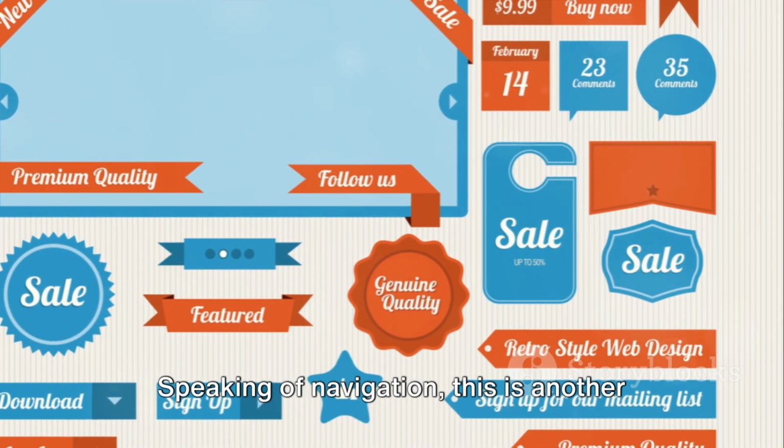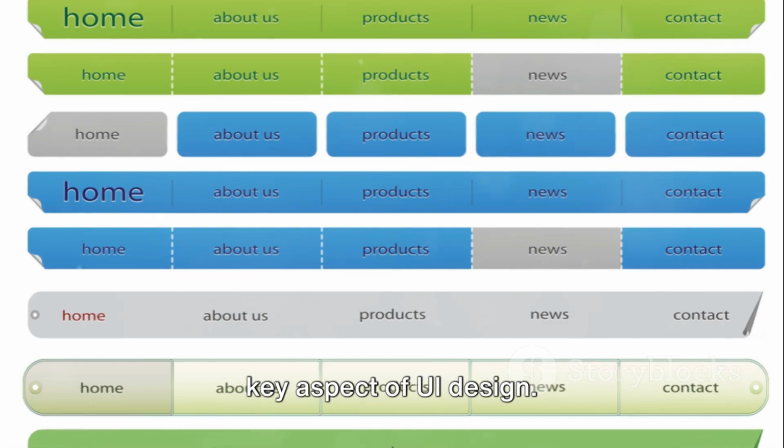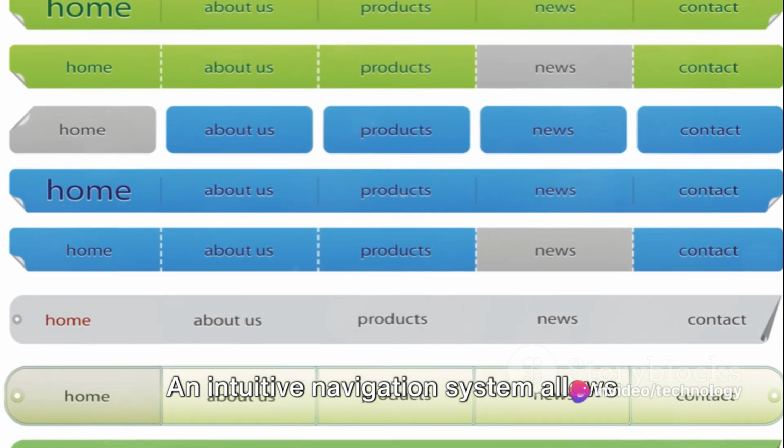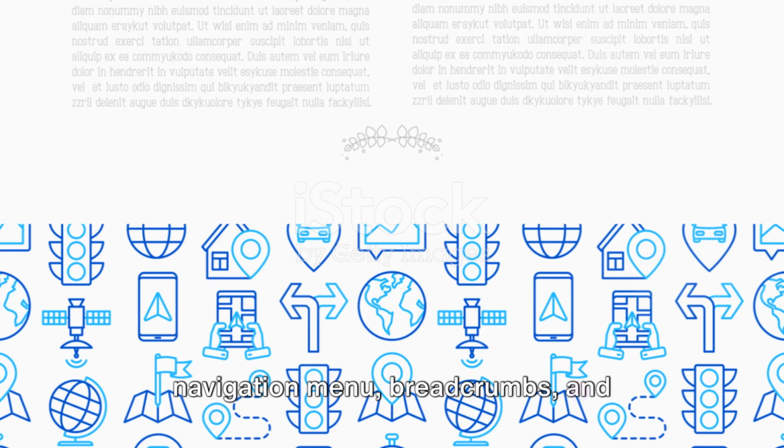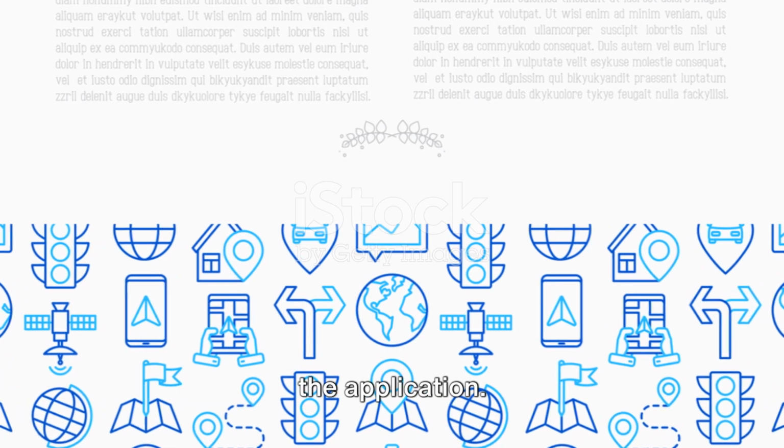Speaking of navigation, this is another key aspect of UI design. An intuitive navigation system allows users to easily move between different sections of the application. This involves designing a clear navigation menu, breadcrumbs, and calls to action that guide users through the application.